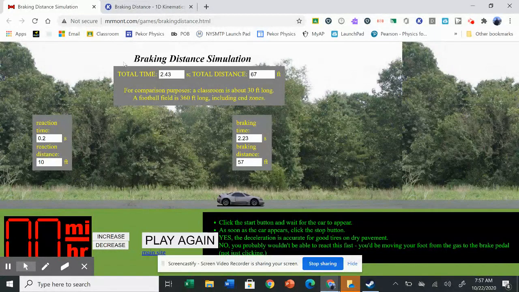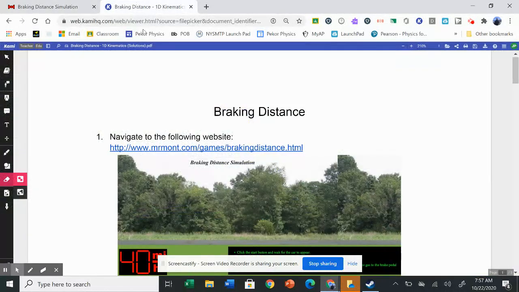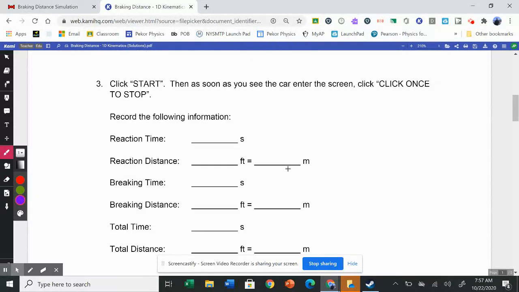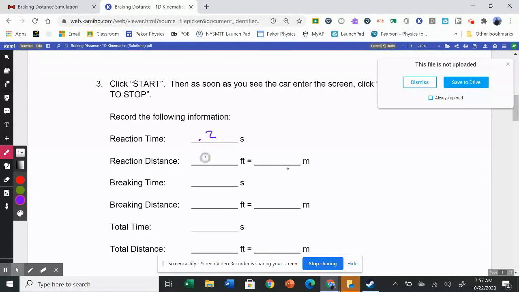I'm going to bring all that information over to my worksheet. So scrolling down here, I know my initial speed was 35 miles per hour. I know my reaction time was 0.2 seconds. And during that time, the car drove 10 feet. My braking time was 2.23 seconds. And during that time, the car drove 57 feet, making the total time 2.43 seconds and total distance 67 feet.